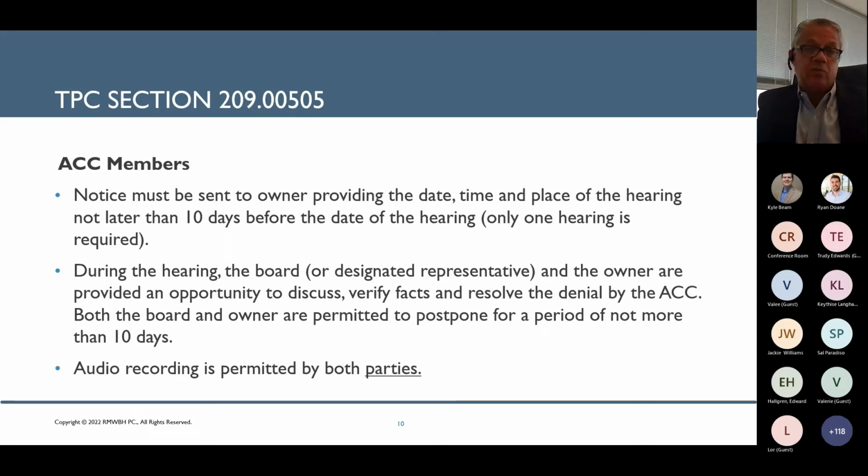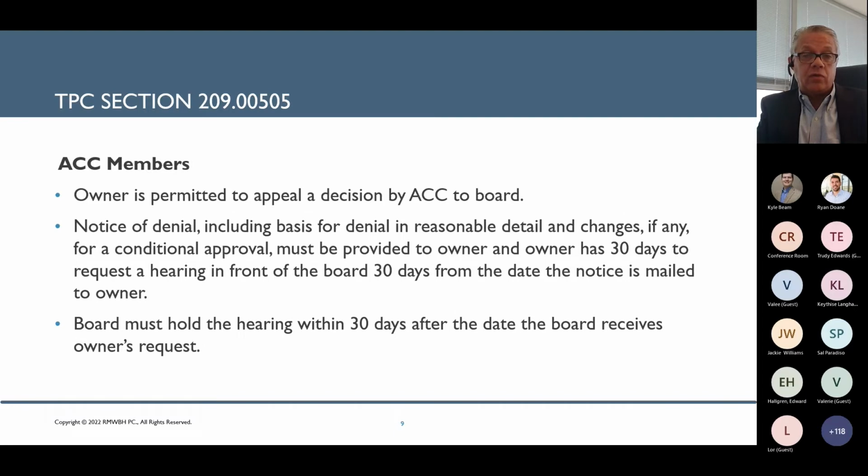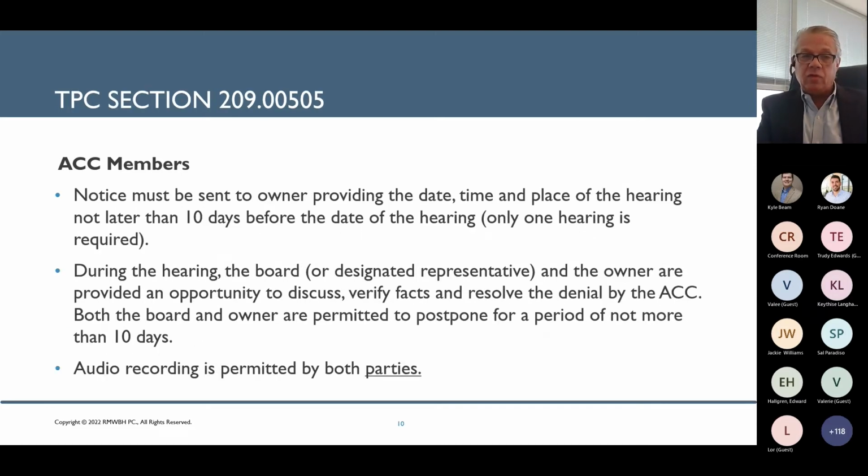Once that denial is put out there, the owner's got 30 days to request a hearing in front of the board. And it's 30 days from the date the notice is mailed. If the board gets a request for an appeal of an ACC denial, that hearing must be held within 30 days. And you have to give the owner at least 10 days notice of the date, time, and place of that hearing. So this is kind of the same procedure as when you send a 209 deed restriction violation letter. The owner has that same right to request a hearing, and the requirement is the same in that you have to give the owner 10 days notice of the date, time, and place of the hearing.